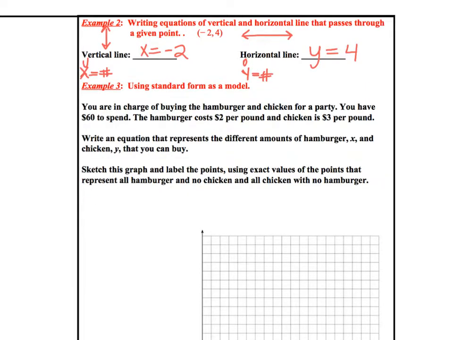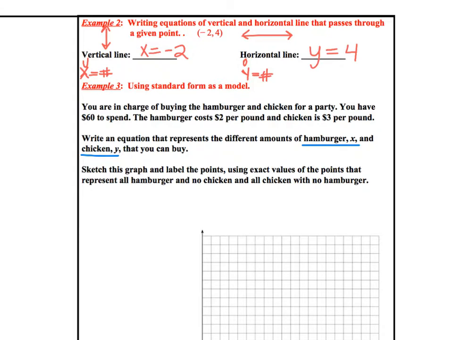I find that writing equations in standard form is actually one of the easier things that we do, just because you read it and it goes together exactly like it says. So there are 2 things in this problem that happen over and over. Keep that in mind. You are in charge of buying the hamburger and chicken for a party. You have $60 to spend. The hamburger costs $2 per pound and chicken is $3 per pound. So notice hamburger happens more than once because it's per pound, and so does chicken because that's also per pound. Write an equation that represents the different amounts of hamburger, X, and chicken, Y, that you can buy.